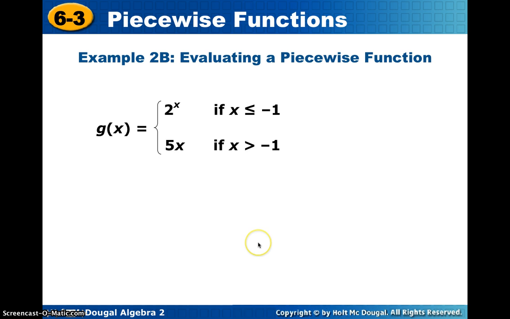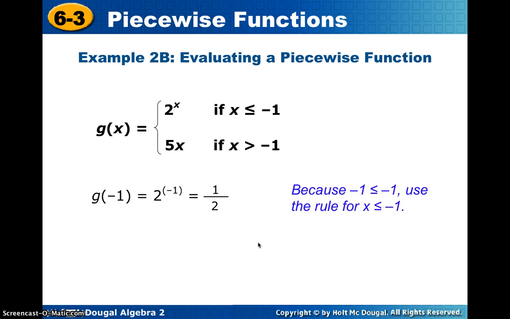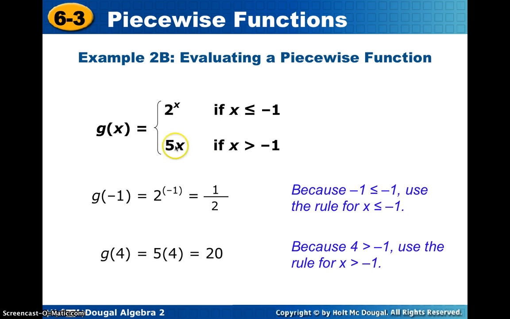Okay, if we're trying to plug -1 into this function, which piece do we use, the top or the bottom? This one says x is less than or equal to -1, so we're going to use the top piece. And we put in -1 and we get 1/2. And if we're plugging in 4, okay, we would use the bottom function and we would get 20.